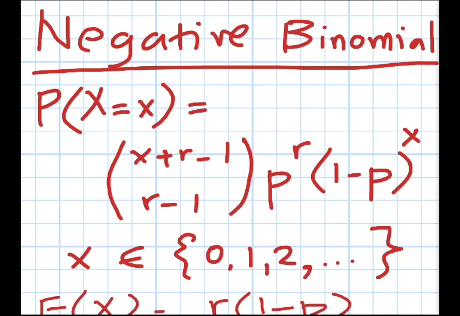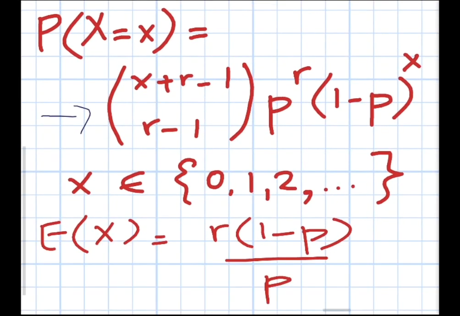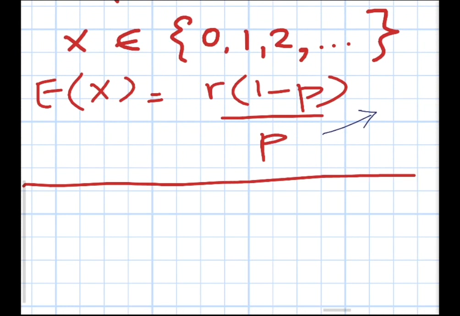So let us now calculate the variance of the negative binomial. As a recap, the PMF of a negative binomial random variable is given by this expression where x can take any value from 0 to infinity, all whole numbers, and the mean, as we calculated earlier, can be given by this expression here. Now for the variance, what do we need? We start with the second moment.